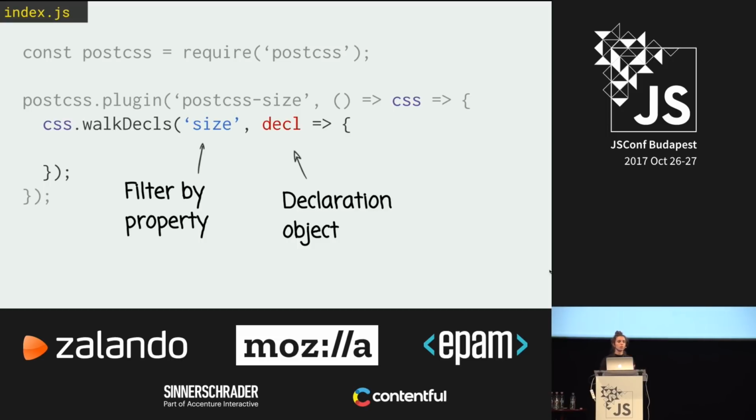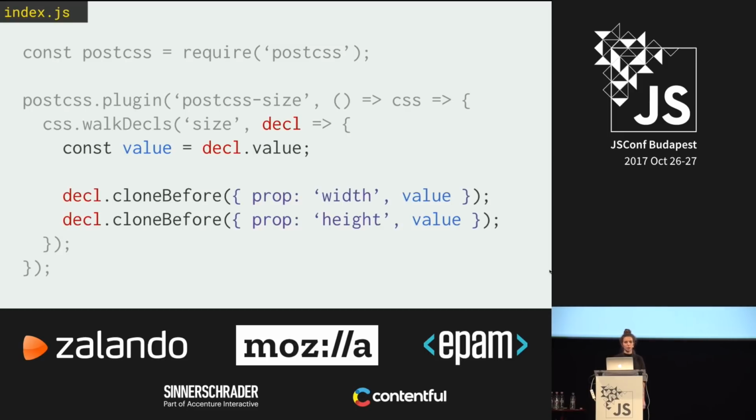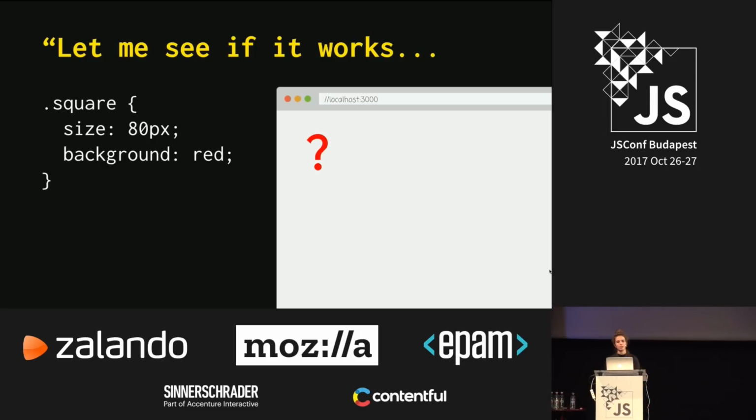To do that, you use the walk declaration method that you can filter by property, in this case, the size. When you have a match, you'll have access to the declaration itself. And with that, you just need to do two things: get the size value and add the width and height properties. The size value is as simple as declaration.value. Then to add the width and height properties, you use clone before, where you pass an object with a property and a value. Now, let me see if it works.